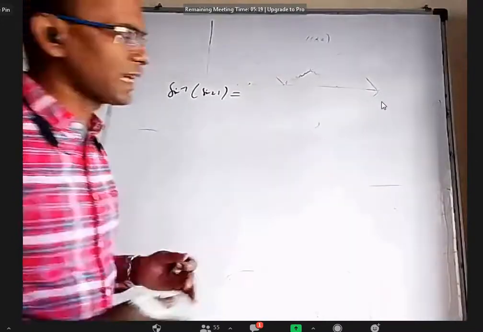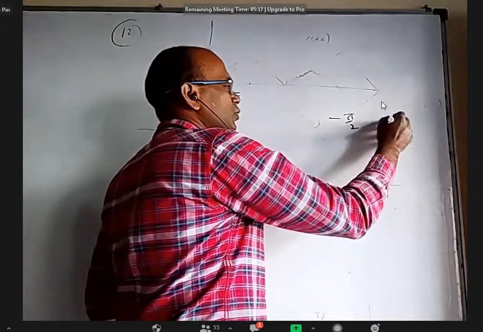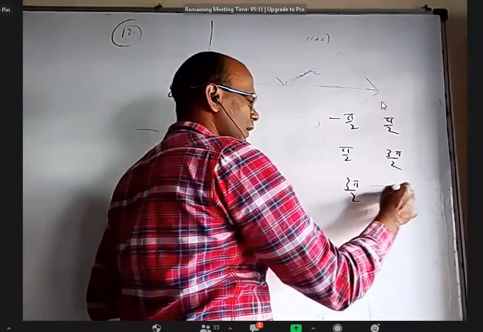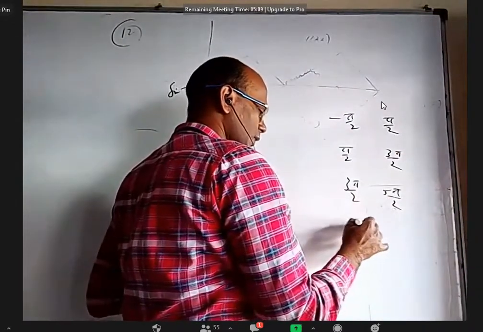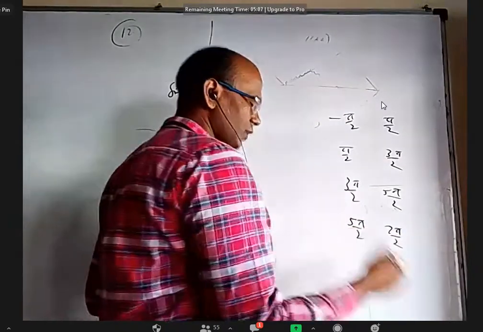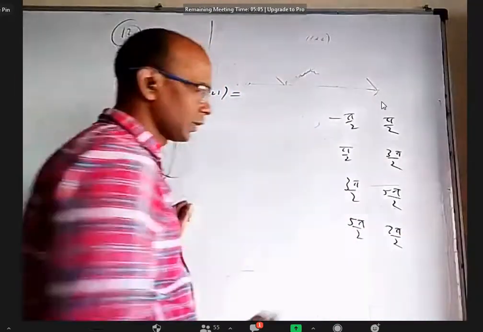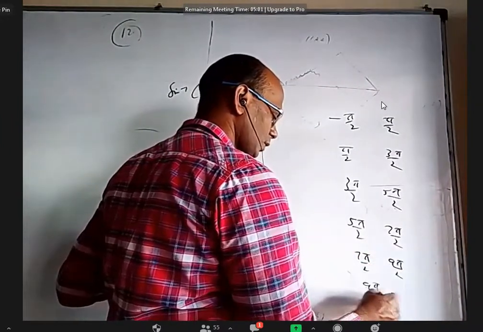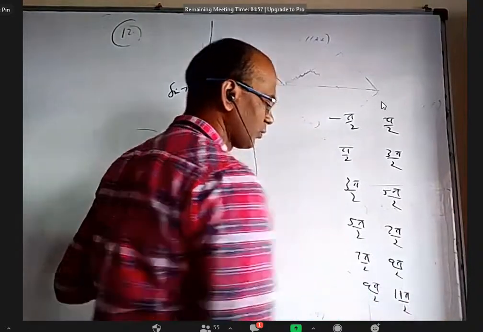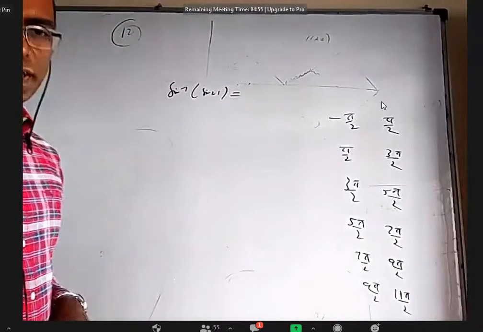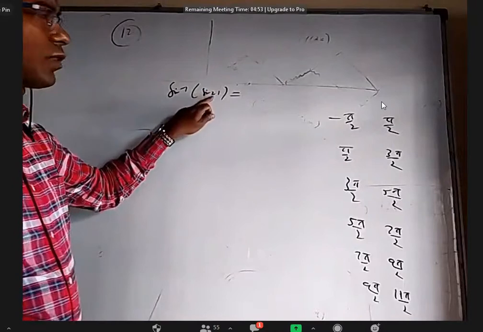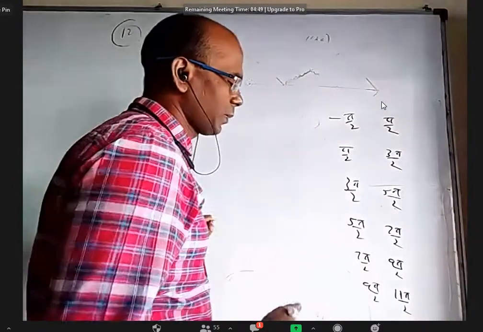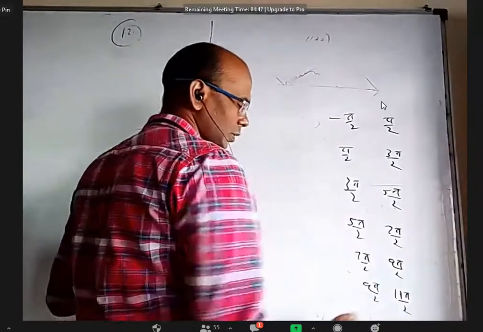I know sin inverse sin x has one formula between -pi by 2 to pi by 2, another formula between pi by 2 to 3 pi by 2, another between 3 pi by 2 to 5 pi by 2, another between 5 pi by 2 to 7 pi by 2, and so on, one for 7 pi by 2 to 9 pi by 2, one for 9 pi by 2 to 11 pi by 2. So I have to just see where 21 is. I think 21 is somewhere close to 7 pi. So 7 pi means 14 pi by 2.